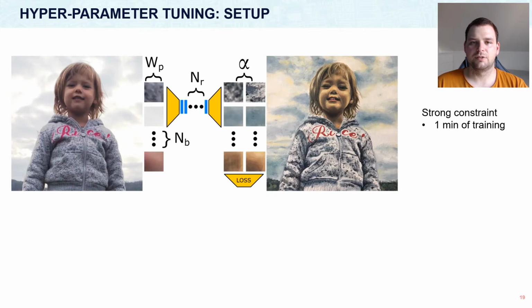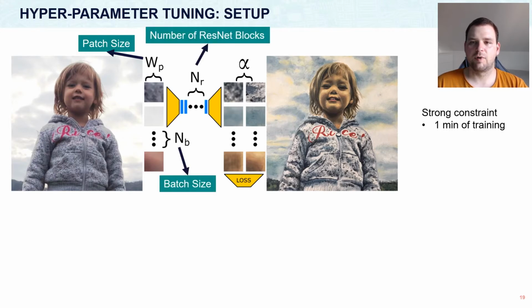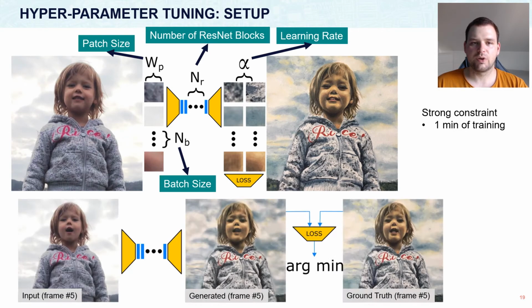To perform the hyperparameter tuning, we use grid search. We sample size of individual patches, number of patches in one batch, number of ResNet blocks, and learning rate. Since we aim for interactive response, we impose a strong constraint on the training time to be less than 1 minute. Once the network is trained, we validate it as follows. We run the image through the network, in this case, on frame number 5. We take the generated image and ground-truth image and compute the loss. We use L1 loss and perceptual loss.